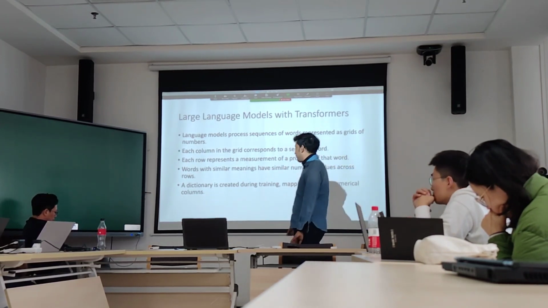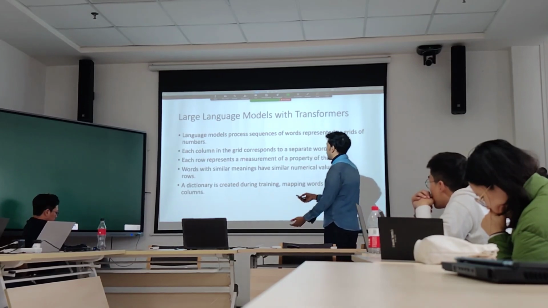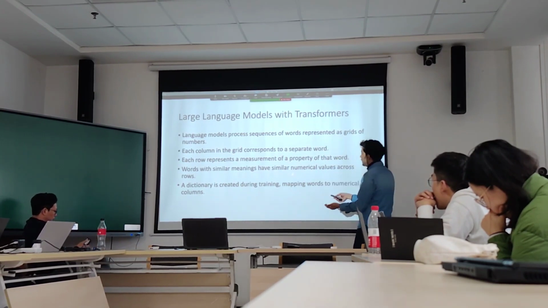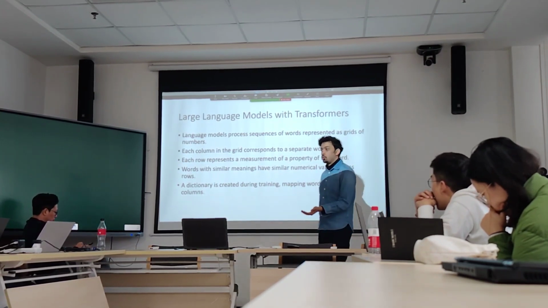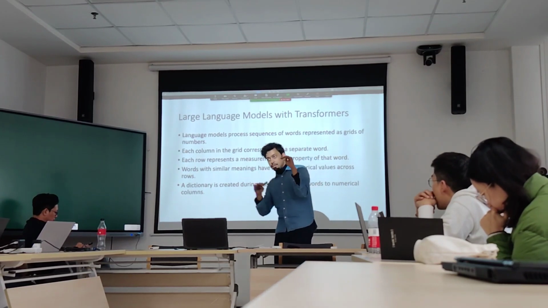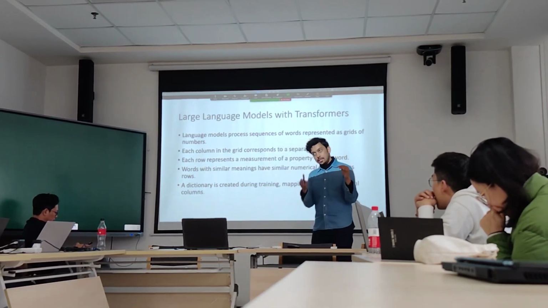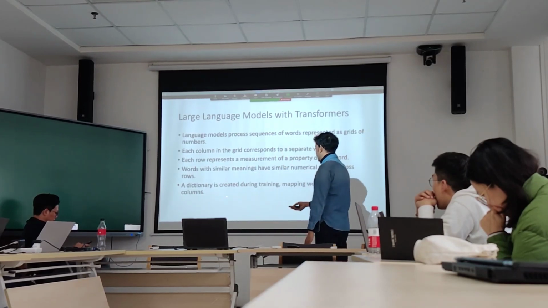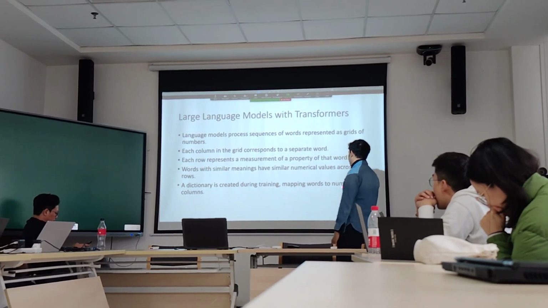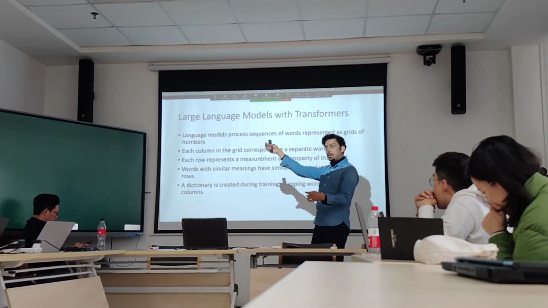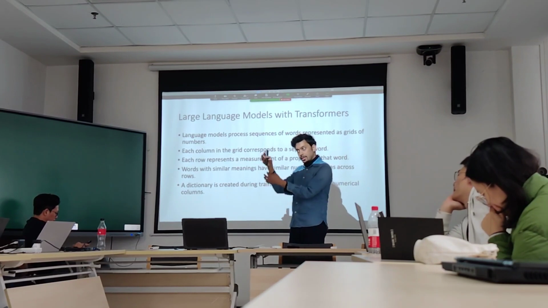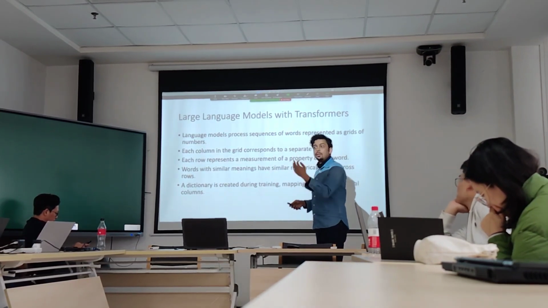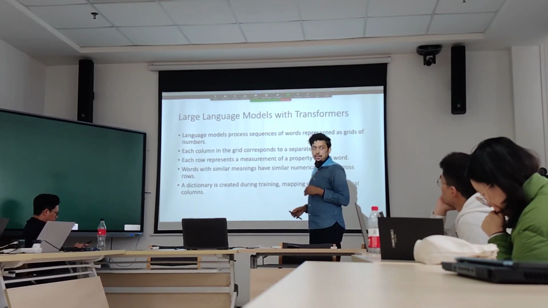Okay, so now we have, as I was saying, each row represents a measurement of a property of that word. And words with similar meanings have similar numerical values across rows. So the rows are some parameters of meaning, the columns are the words, right? So you have this giant matrix. A dictionary is created during training, as I said, mapping words to numerical columns. So every word corresponds to a certain choice of column numbers. In column major order, these are words from left to right.